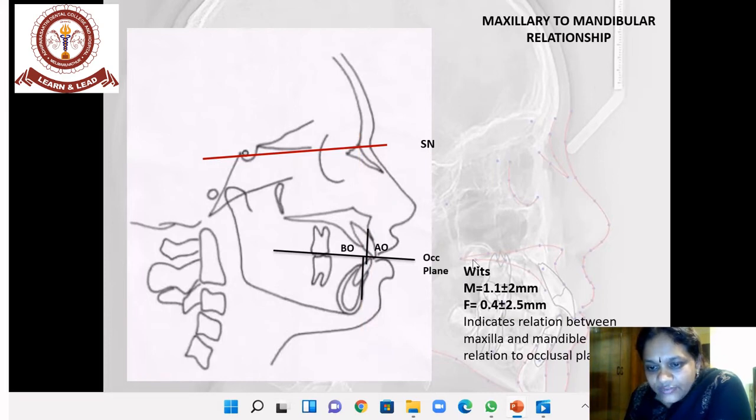In WITS, we have discussed already. It indicates the relationship between maxilla and mandible in relation to the occlusal plane. In a normal male with a class 1 skeletal base, BO should be 1 to 2 mm behind AO. For a female, it should be 0.5 to 2.5 mm behind AO. In case of a class 2 skeletal base, this BO is going to move a little more backward because you have a retrognathic mandible. In case of class 3, the BO will either coincide with AO or be ahead of AO because the mandible is going to move forward and downward.